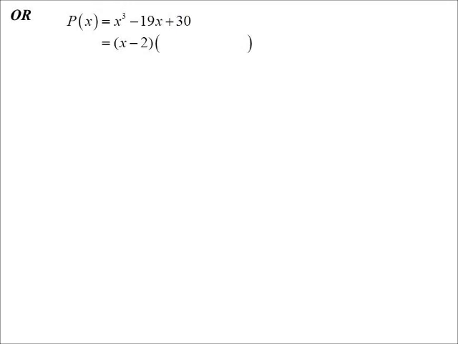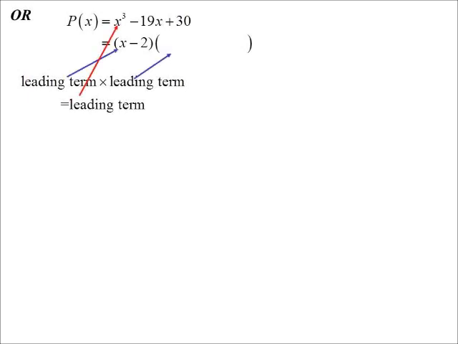I'm going to say, well, it's x minus 2 times what? But let's look at particular terms. And I know the leading term times the leading term must give me the leading term. So to start off with, let's look at that leading term. x times what gives me x cubed? Well, I know the other one, therefore, must start with x squared.